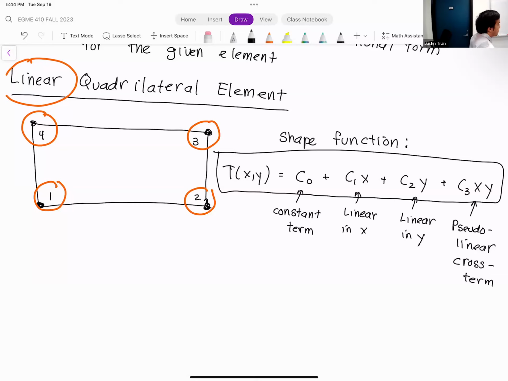So that's our full shape function. T of X and Y is equal to C0 plus C1 X plus C2 Y plus C3 XY. If you notice from that expression, I have four terms overall, each one with a designated C term. If you're wondering what those C terms are, C0, C1, C2, C3, these are unknown coefficients or unknown constants.